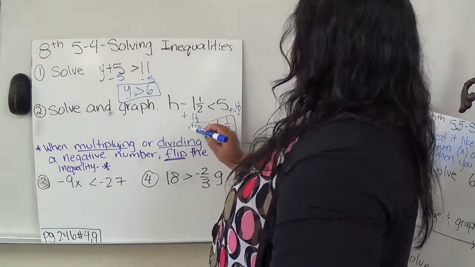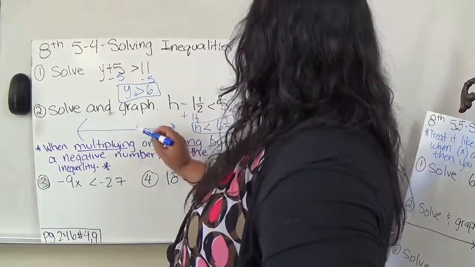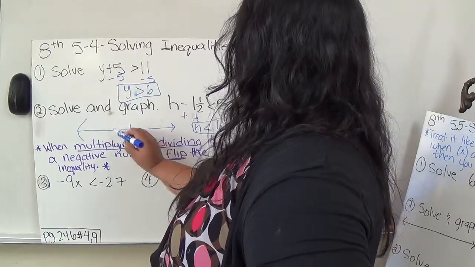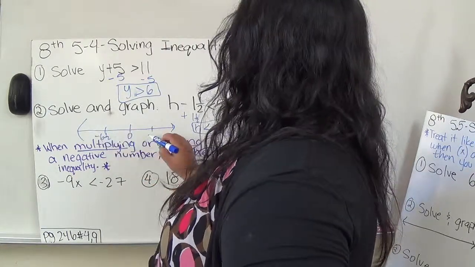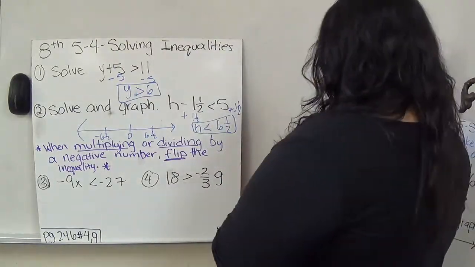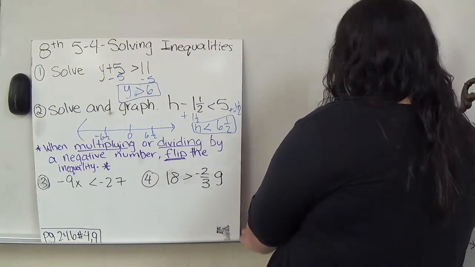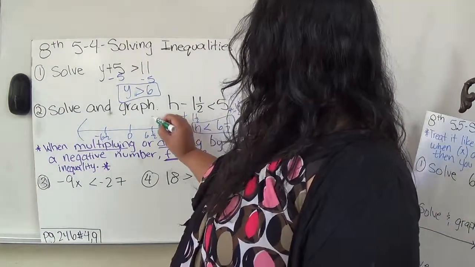And all I need to do here, when I graph, is to mark 0, negative 6 and 1/2, and positive 6 and 1/2. Is this open or closed circle? Well, remember from the last section, because there's no line underneath, I'm going to do an open circle at 6 and 1/2.